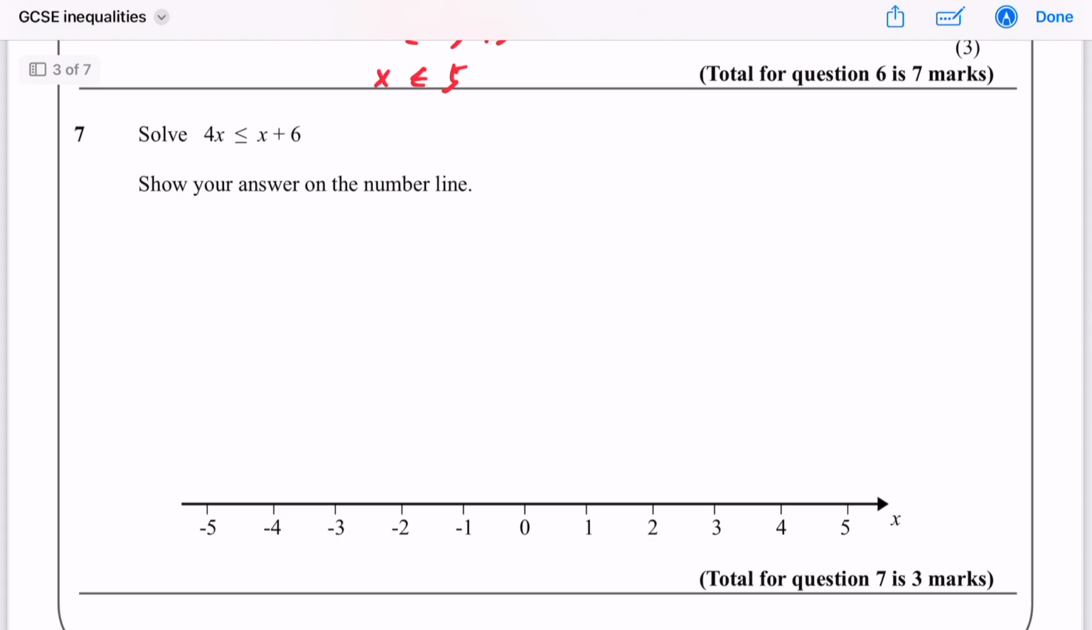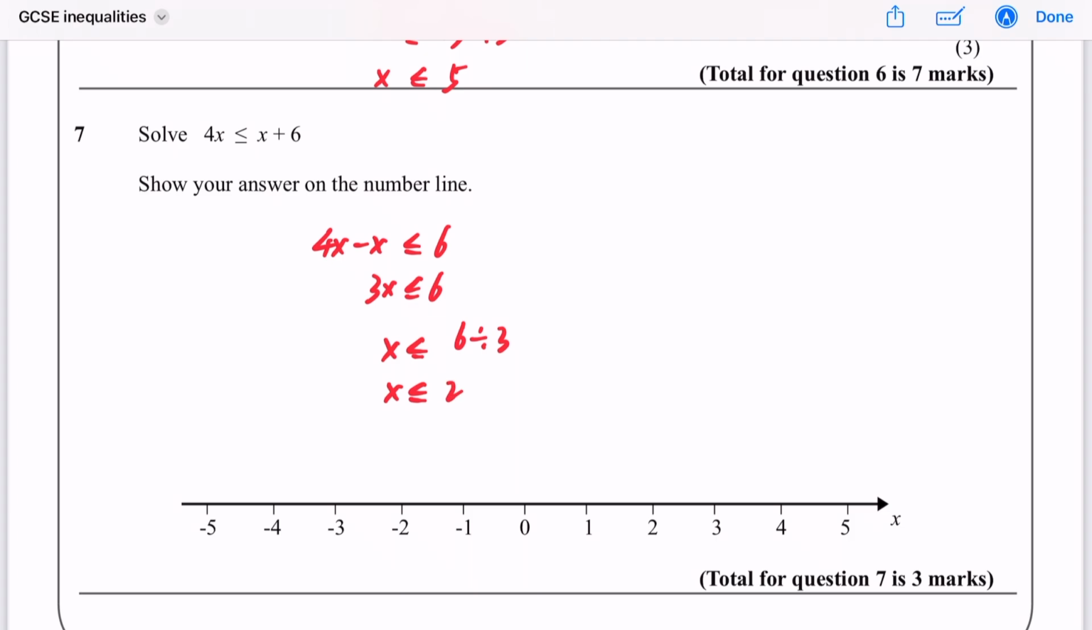Question 7. Solve the inequality and then show your answer on the number line. Let's do rearrangement of the x, shall we? x minus x less or equal to 6. 3x less or equal to 6, on both sides of the inequality divided by 3. x less or equal to 6 divided by 3. x is less or equal to 2.